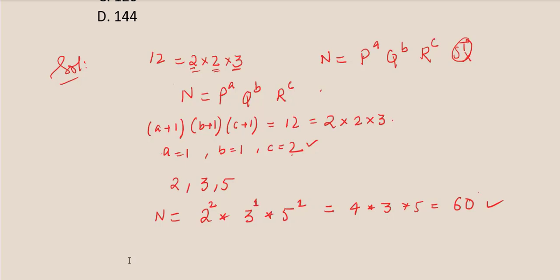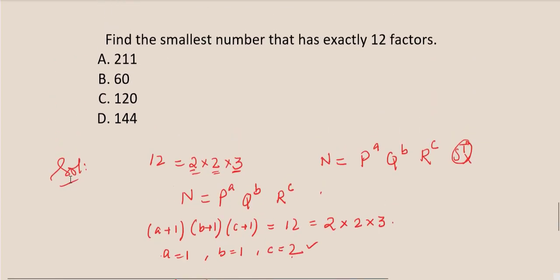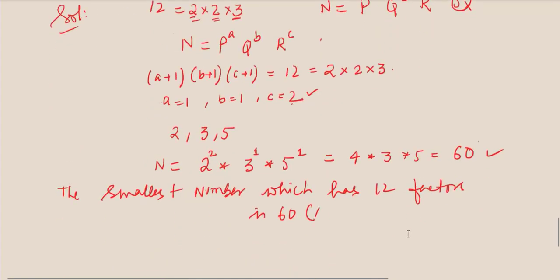Okay, it was so quick. So just write it down. The smallest number which has 12 factors is 60, and I have to check it. What are the options actually? It's okay, B. So option B is the correct answer.